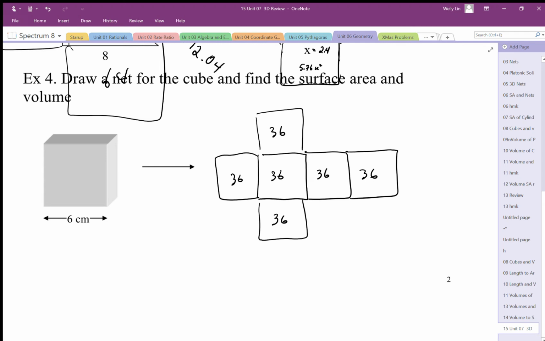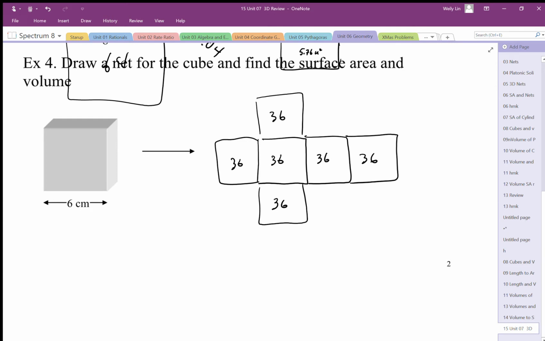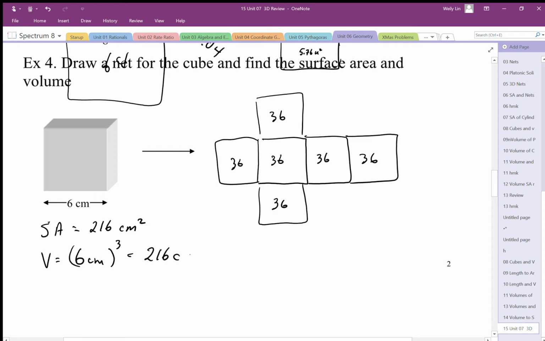Okay, sorry, I think I was cut off there, but the surface area for this works out to be 216. So the surface area is equal to 216 centimeters squared. Now, it just happens that this volume is exactly the same. It's just a coincidence, but we take the 6 centimeter side length, we cube it, and we end up with 216, but in this case we have centimeters cubed.